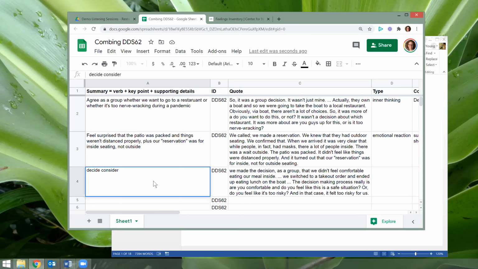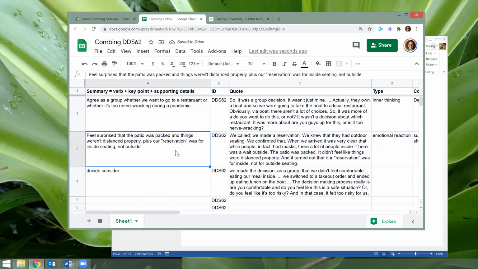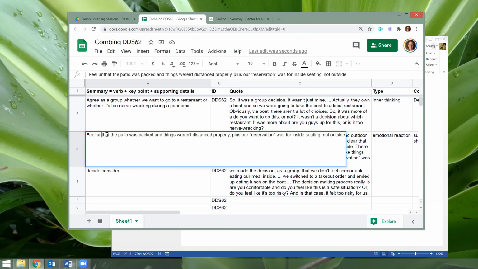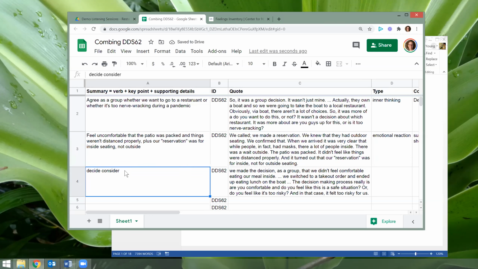You see the word feel comfortable in there and you think that that's an emotional reaction, but that emotional reaction is actually up on this row here. Maybe even we could change that to uncomfortable. Yeah, there we go. That's nice. That works better than surprised. Woohoo. So you can see how these things shift as we go farther. So decide or consider. I'm going to go with consider, just because it's an interesting word.